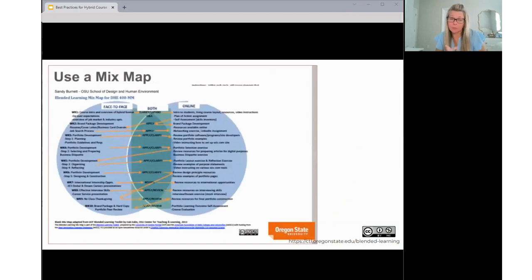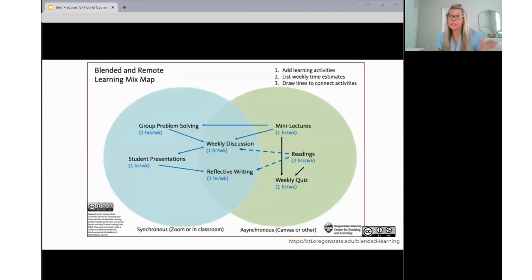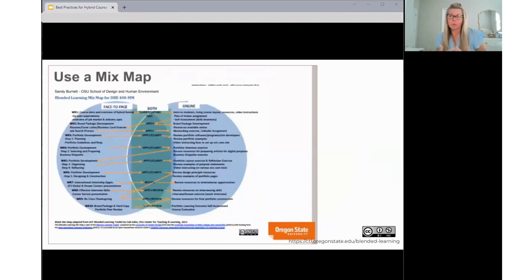And then here's another example. This is quite extensive, where this first one might be 1 week. And I recommend that you just, if you make the decision to go hybrid, that you start week by week. So this is what 1 week might look like. And then when you get through all of the weeks, I believe this is a 10-week course, you have a lot of information in there. So you might even have, if it's a 15-week semester, 15 of these mix maps to help you brainstorm.